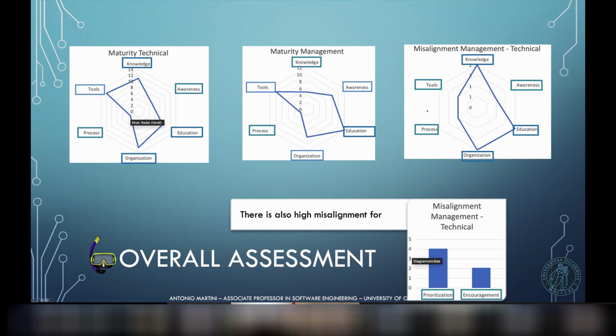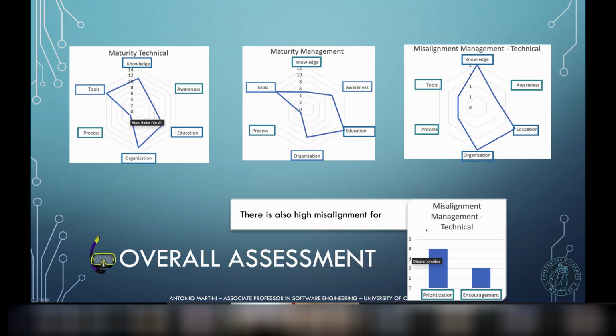And also we had this one about the misalignment. So we try to understand if there was a misalignment about any of these aspects between the management and the technical roles. For example, it might be a high difference in how the different roles perceive the lack of knowledge or the education about technical debt, or the organizational aspects, or maybe they are very aligned.